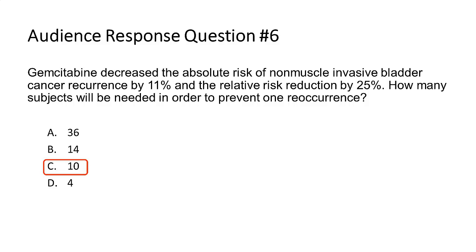So in this case, to calculate number needed to treat, you would take 1 over 0.11, which equals 9.1. And for number needed to treat, we round up because we don't have a tenth of a person. So that would be 10. The answer is C, 10.